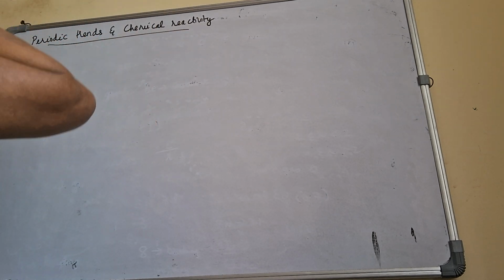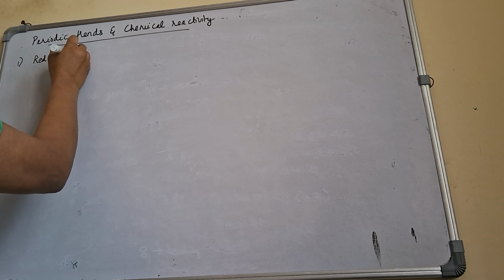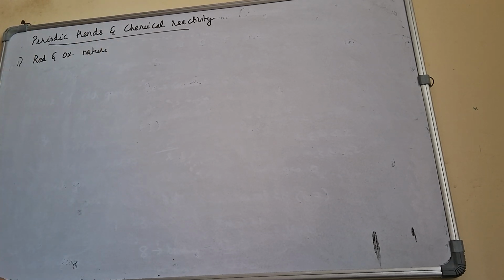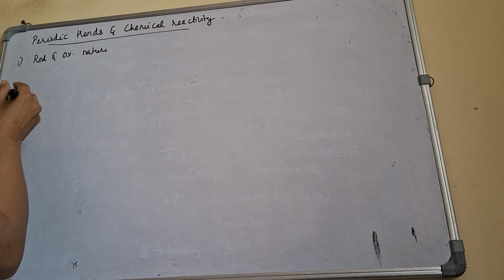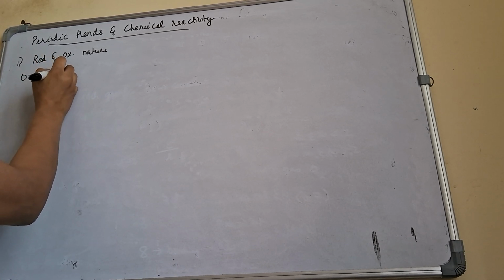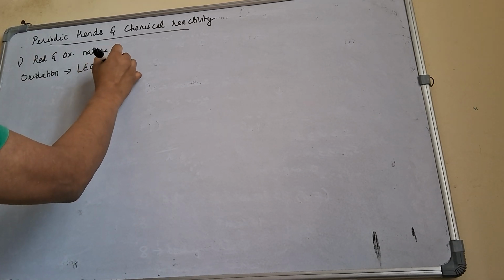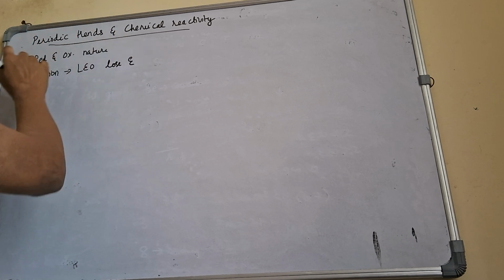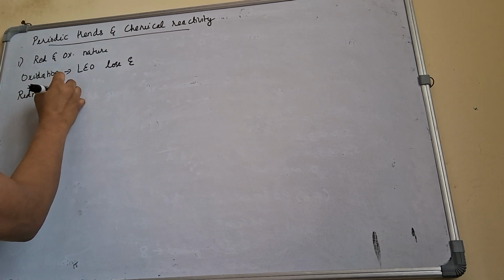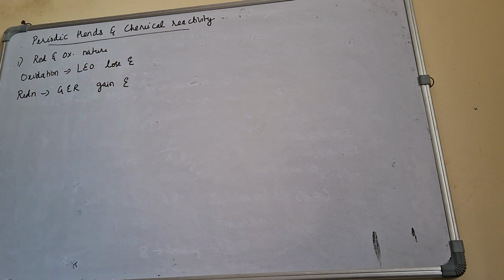Okay, now first let us talk about reducing and oxidizing nature. Okay, now oxidizing, what is oxidizing nature? Oxidation, let me write first, then we will talk about oxidizing nature. Oxidation, remember, LEO. If somebody wants to lose electrons, they undergo oxidation, and reduction is when there is gain of electrons. When they gain electrons, they undergo reduction.